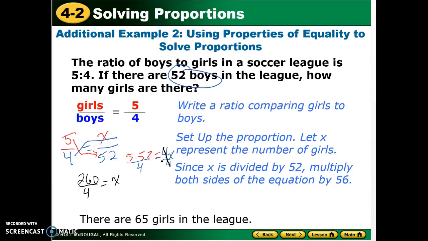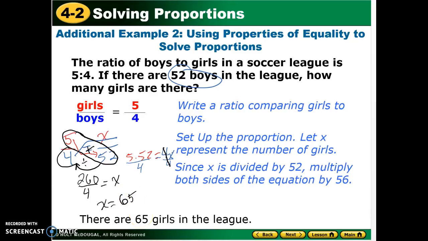Another way to think about it is you can cross multiply here, cross multiply 5 times 52, and then divide by the third number. Cross multiply and divide. So 260 divided by 4. 4 goes into 26, let me think, it goes in 6 times, right? With 2 left over. So 4 goes into 20 5 times.